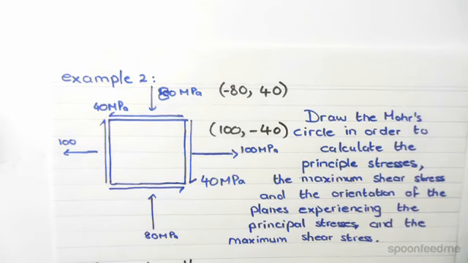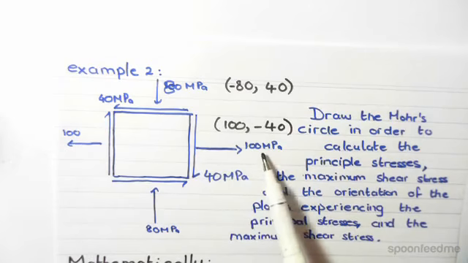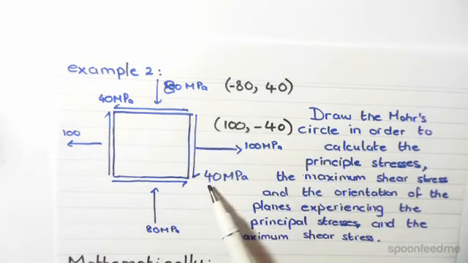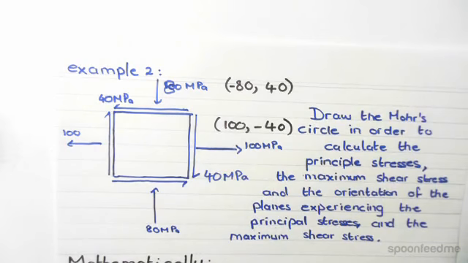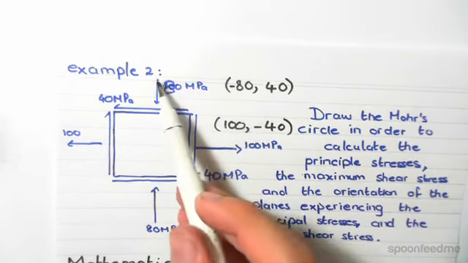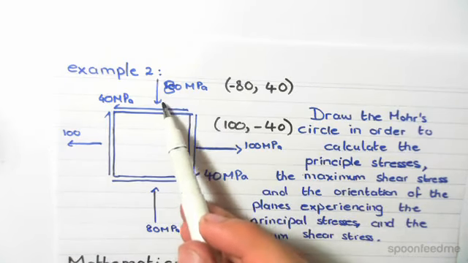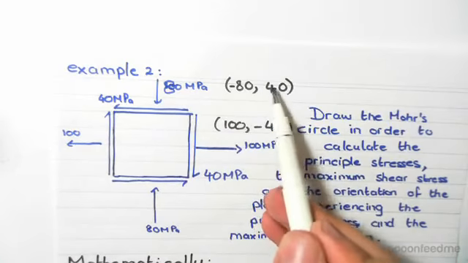Okay, so we're given this element right here. On this face we have 100 as our x normal stress and minus 40 as the shear stress because it's causing a clockwise moment. So I'm going to use this point and this point. This is how I always do it, and I find it the simplest. Okay, so this point is 100, minus 40, and here we have a negative y normal stress of minus 80 and a positive shear stress anti-clockwise of 40.